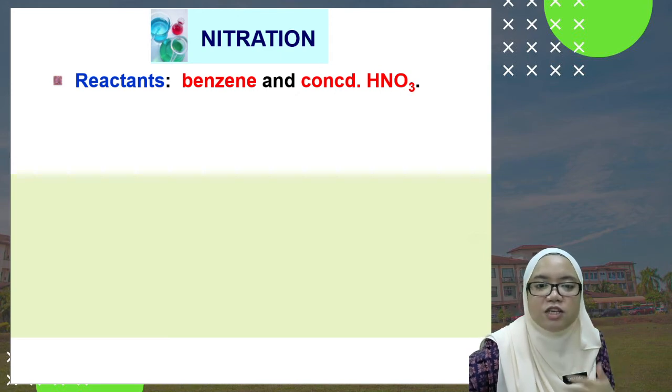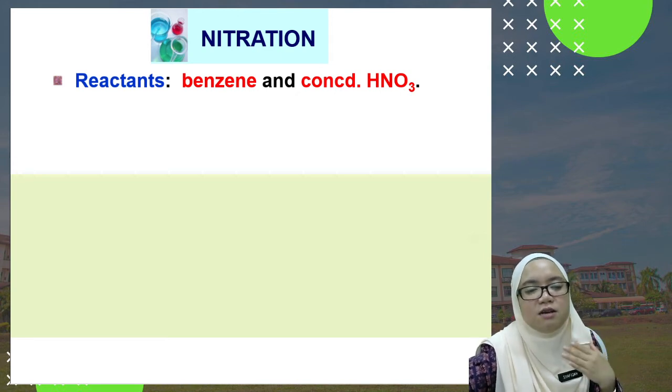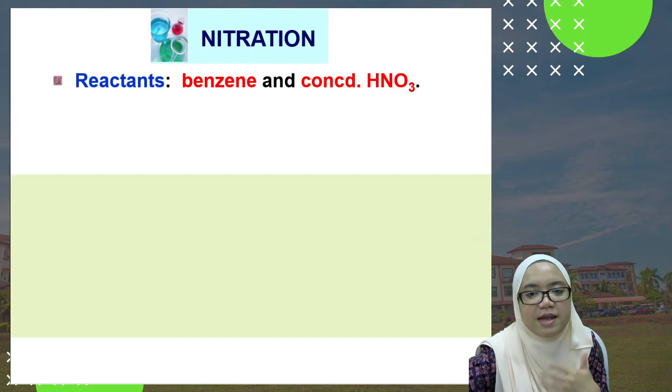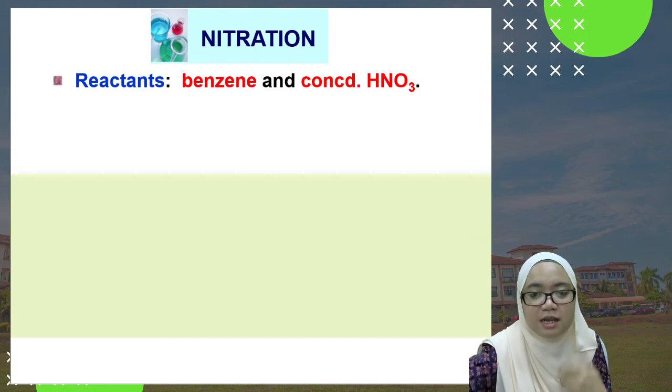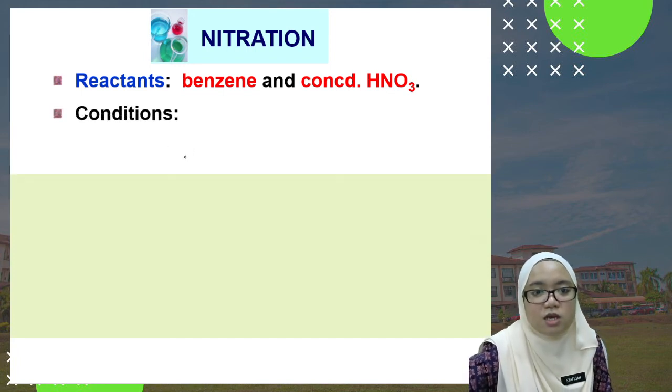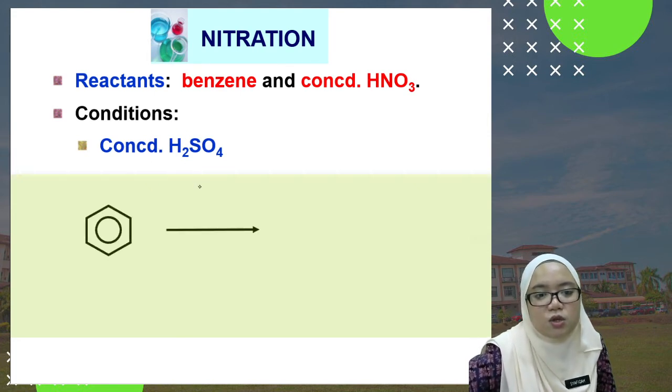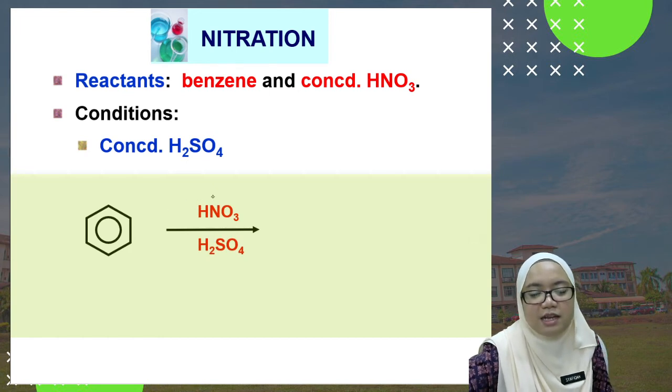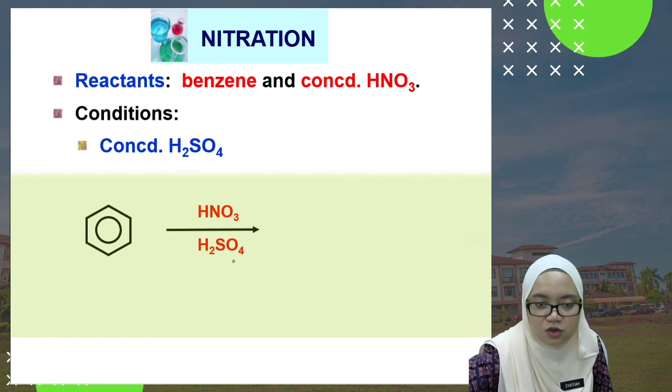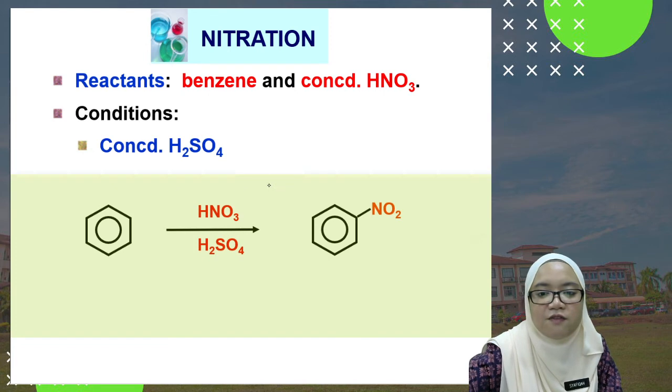So in the nitration reaction, the reactants that we are going to use are benzene and concentrated nitric acid. The condition must use concentrated sulfuric acid. So we have the benzene ring reacting with nitric acid inside the concentrated sulfuric acid. So we have the nitrobenzene.